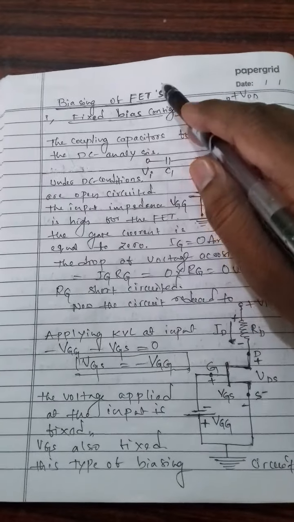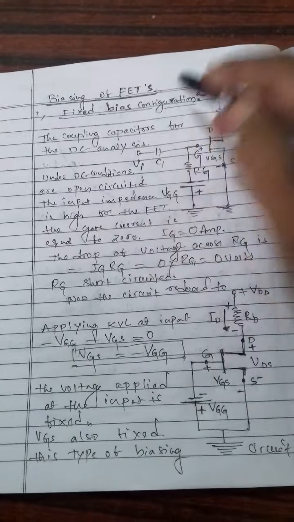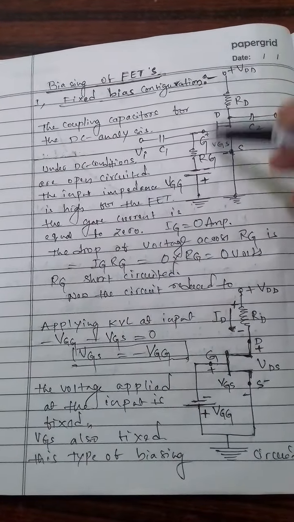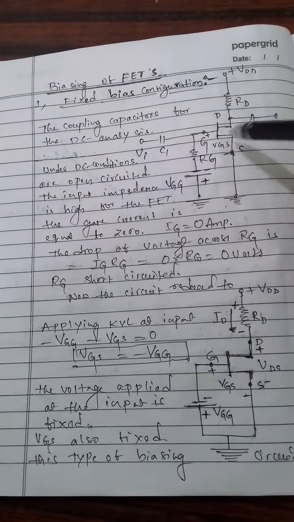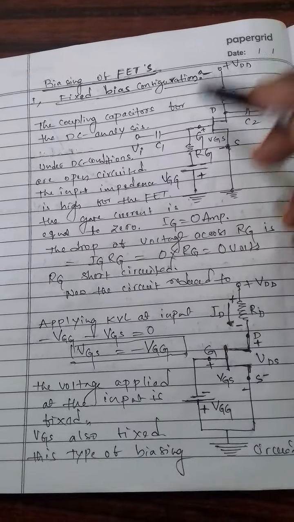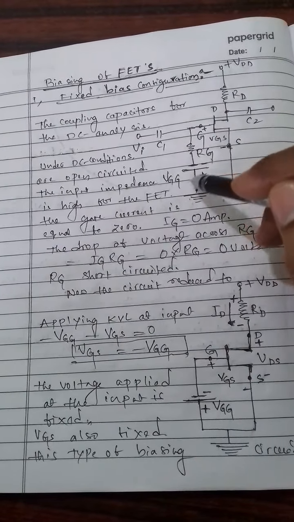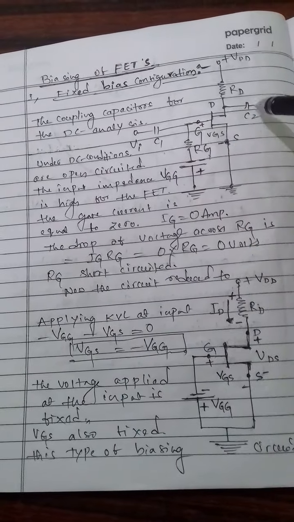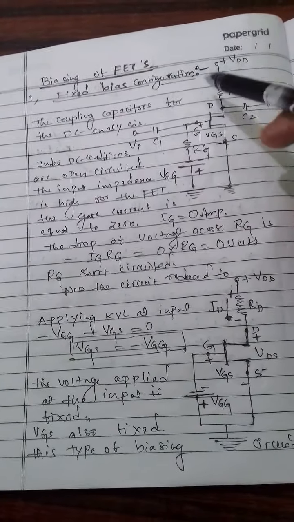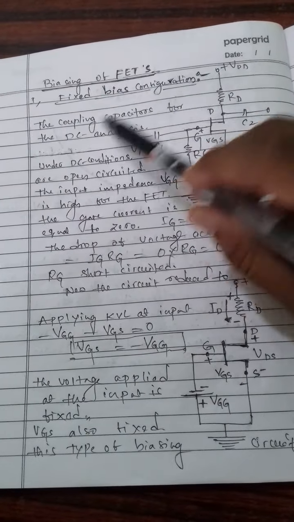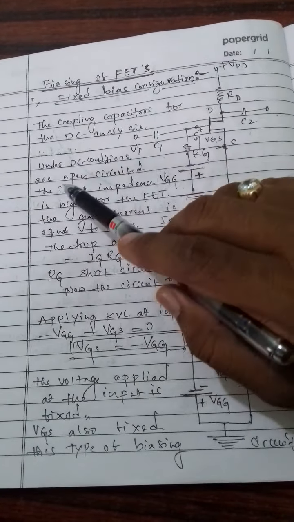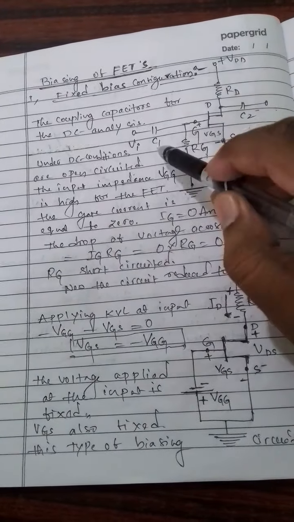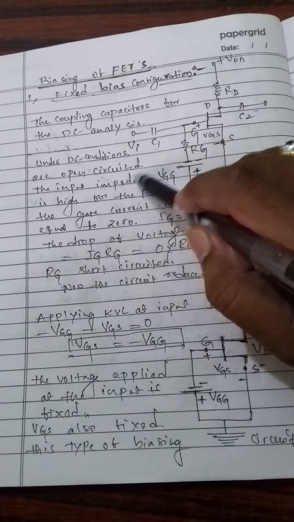The biasing of FETs, fixed bias configurations. Here is one of the configurations of the FET, that is the fixed bias configuration. Here the drain resistance RD, a RG and a VGG, that is the biasing voltage, is applied, a coupling capacitor C1 at the input, a coupling capacitor C2 at the output. The coupling capacitors, for the DC analysis under the DC conditions, are open circuited.